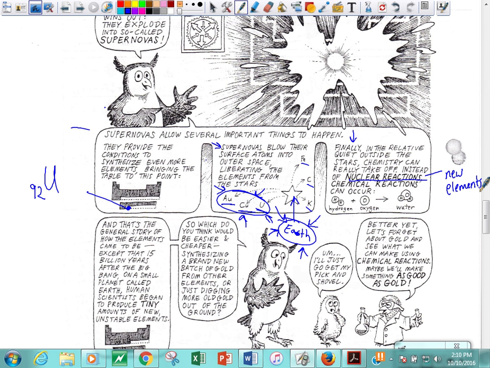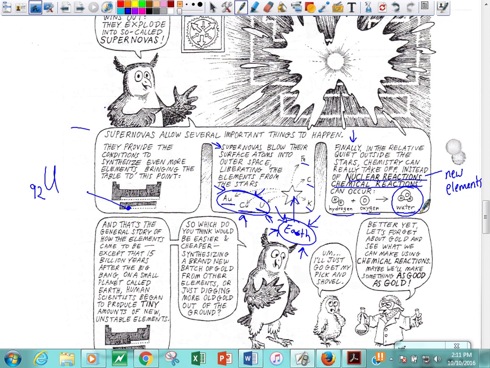New elements. But we're going to talk for the rest of the year about chemical reactions. How are chemical reactions different? Well, let's look. They're taking hydrogen and adding it to oxygen to make what? Water. Did we make new elements? No, we made a new compound. It's made up of more than one element, but we didn't make a new element, we just added them together and made a new compound.